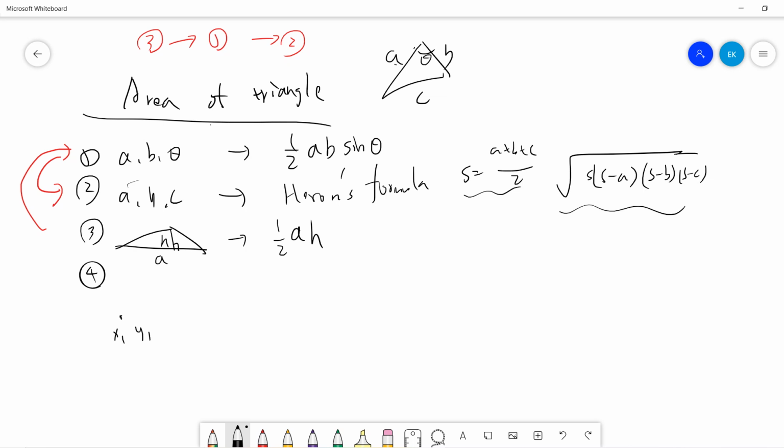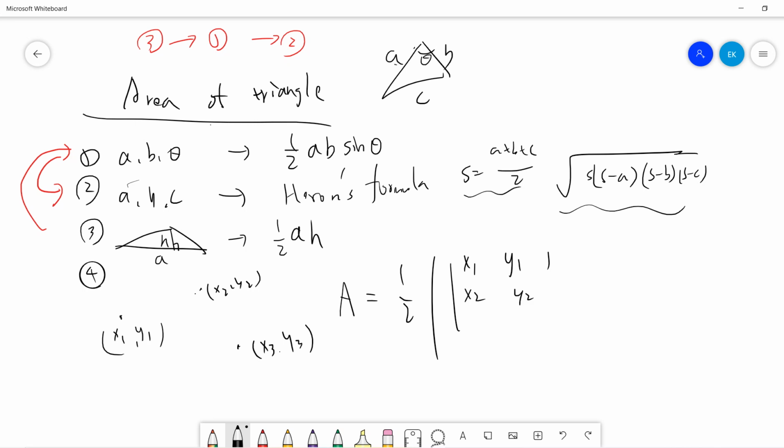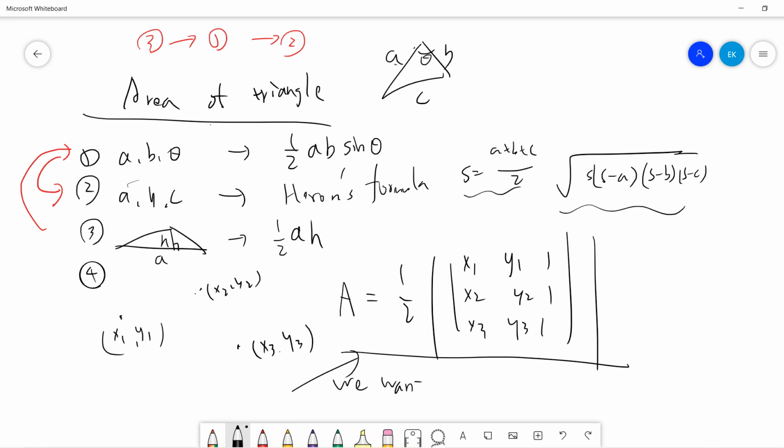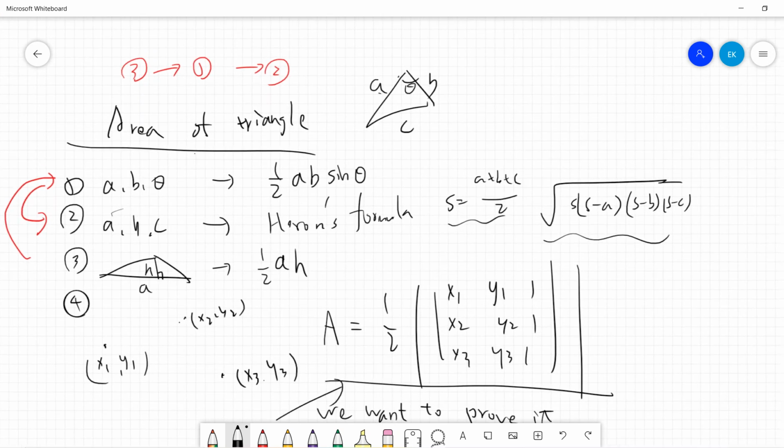If you have three points on a plane, there's a formula saying that the area is half the determinant of the matrix with rows x1 y1 1, x2 y2 1, x3 y3 1, and you take the absolute value. This is the fourth formula for the area of a triangle. In this video we want to prove it. Well, I should say I want to prove it, probably not you. Okay, let's see the proof.